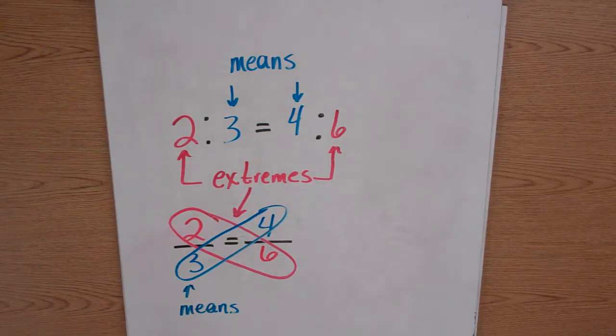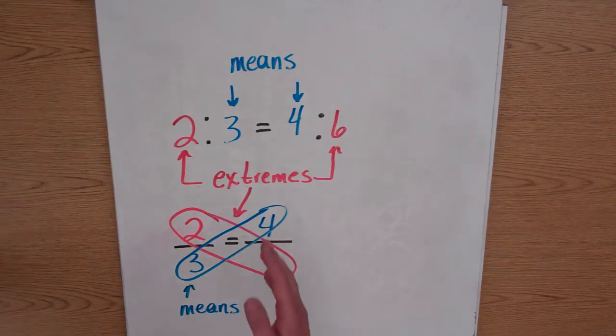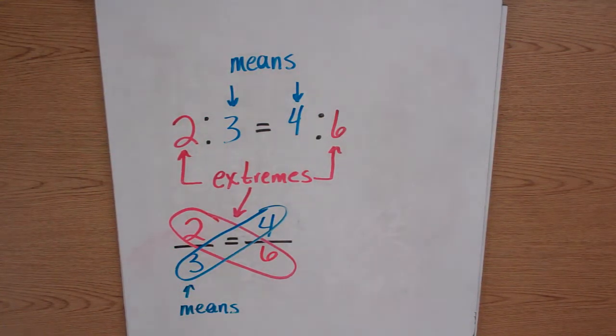Okay? So make sure you understand what means and extremes are. The means, numbers on the outside. I'm sorry, extremes, numbers on the outside. Means, numbers in the middle.